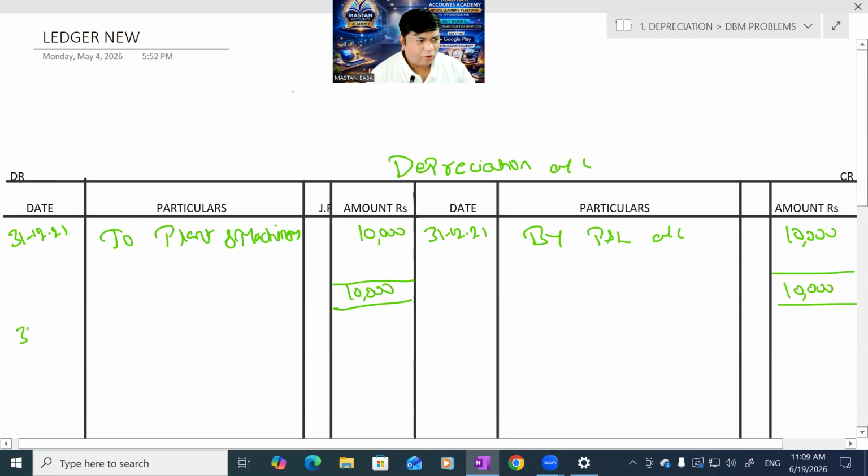And 31/12/2022, same procedure. To plant and machinery account, 9,000 rupees. Why 9,000? Because second year depreciation is 9,000.